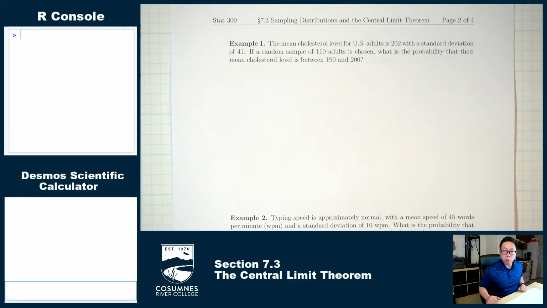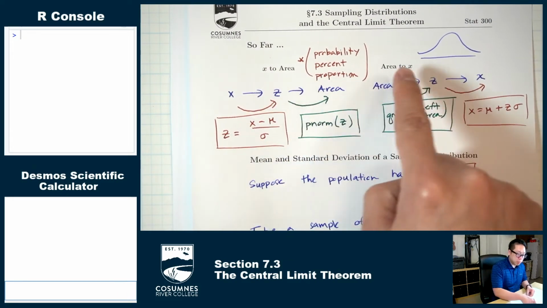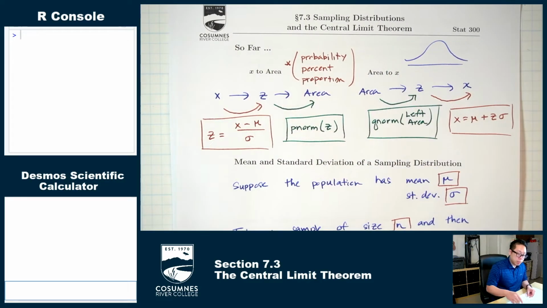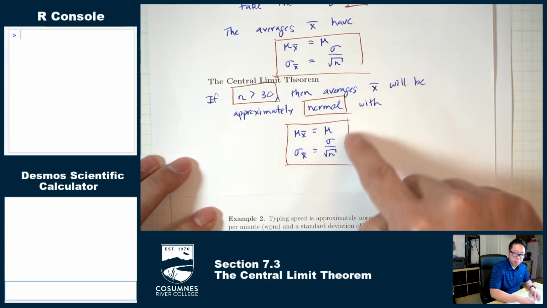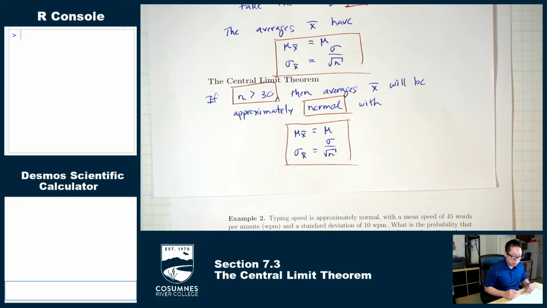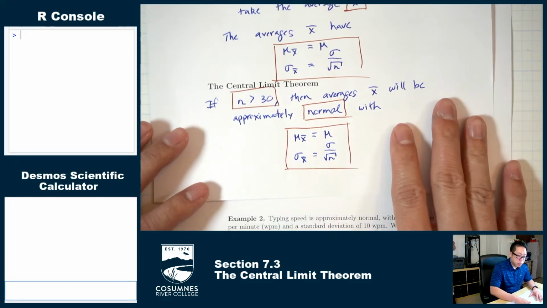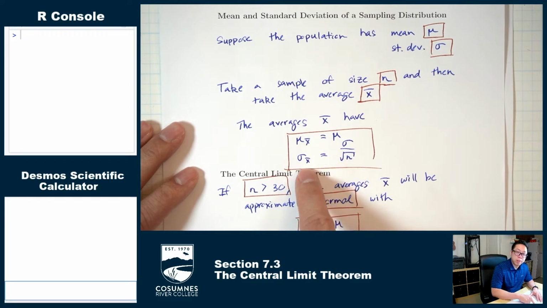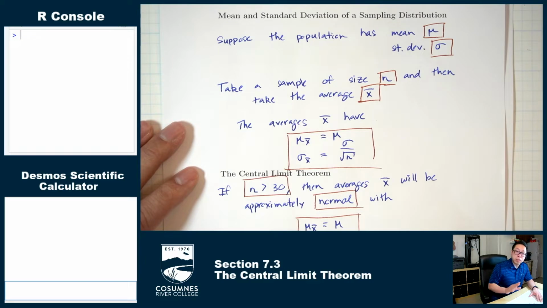Now we're ready to answer some questions. Same process as in the previous lecture. Same two main types of questions, x to area and area to x. Same workflow. The only thing that's new is what's inside of these two boxes, which is actually the same box. So what's inside of these boxes is saying the mean stays the same, so that you don't have to worry about. The standard deviation, though, you do have to worry about. So if you're taking a sample of size n, what this is saying is that you have to adjust the standard deviation by dividing it by square root of n. And that's the only thing that's new in this section.